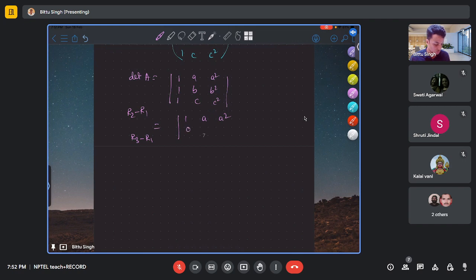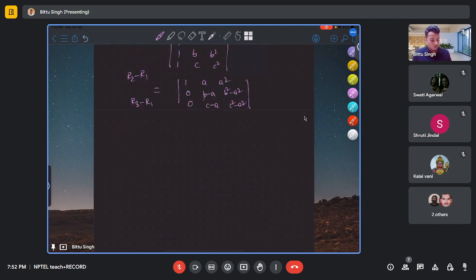Now this will become 0, b minus a, b squared minus a squared, and 0, c minus a, c squared minus a squared. Now you can take b minus a and c minus a and pull them outside. Because the second row is a multiple of b minus a, we can take b minus a out. So it will be 0, 1, b plus a, and similarly 0, 1, c plus a.